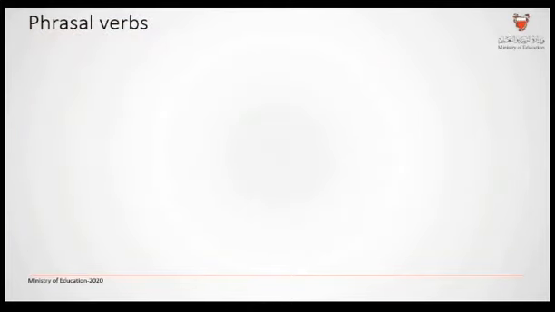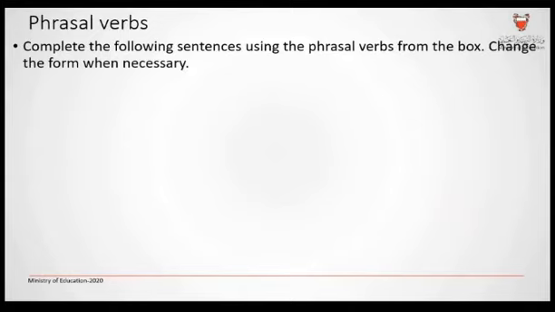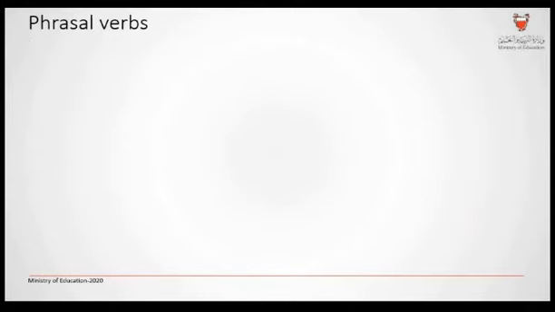Phrasal verbs. Can anyone here in our lesson remind me what phrasal verbs are? Just take 1 minute. Remind me, what are the phrasal verbs? What are they? 1 minute. We'll be waiting for your brilliant answers.